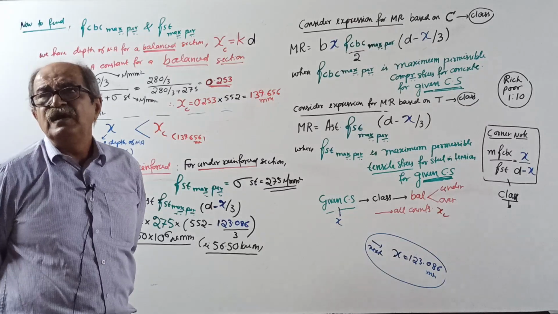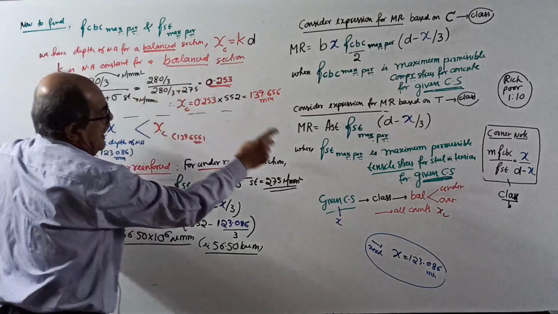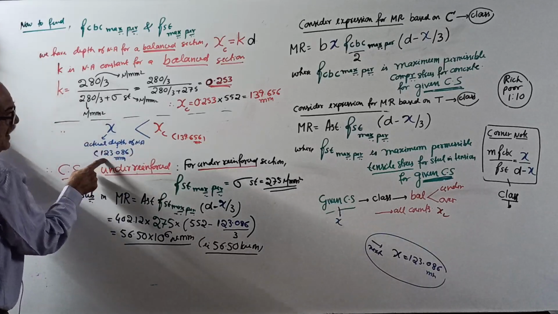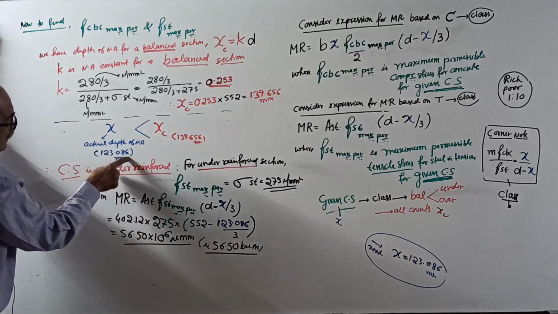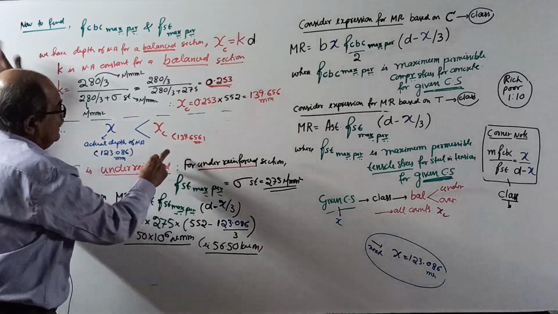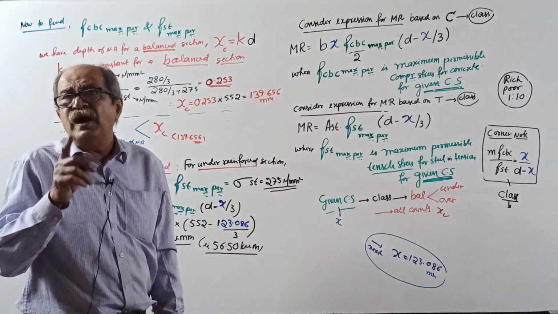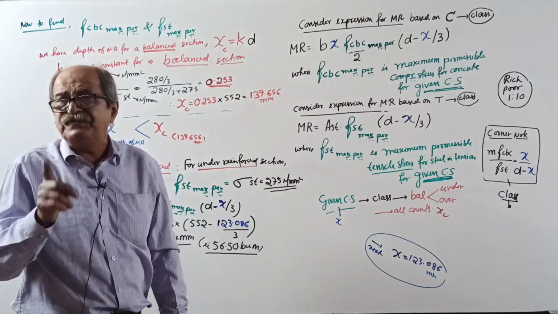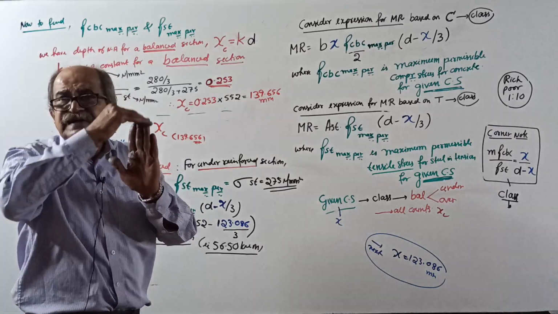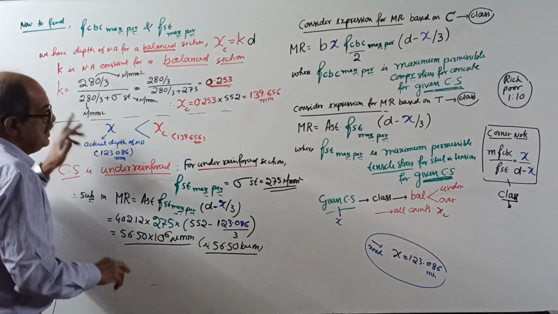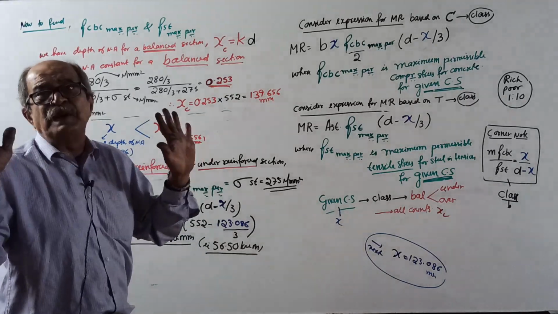Substituting K, you get the value of xc, kd, as 139.656 millimeter. Now compare with the x you got, the actual depth of neutral axis, 123.086. It is less than the depth of neutral axis for a balanced section. Remember, whenever the depth of neutral axis for the actual section, x, is less than xc, the cross section is under reinforced.